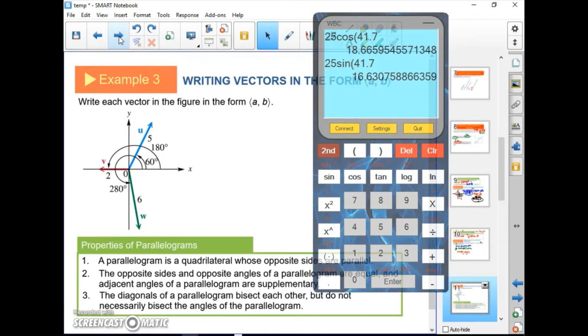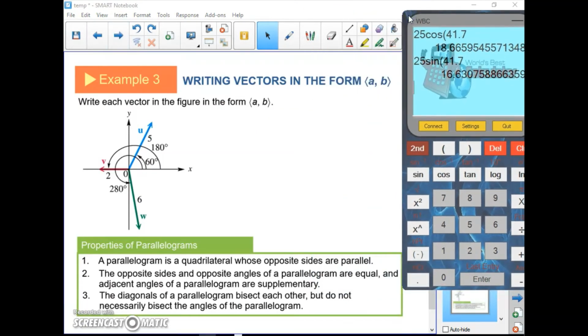So in example 3, we're doing basically the same thing. It says write each vector in the figure in the form AB. So they want vector form. Keep in mind they're talking about x and y. So they're asking you for the horizontal and vertical components. I see 3 different vectors. Let's look at vector u, which is the blue one first. Notice that vector has magnitude 5 and direction angle 60 degrees. Okay, that's important. You've got magnitude 5 and a direction angle 60 degrees.